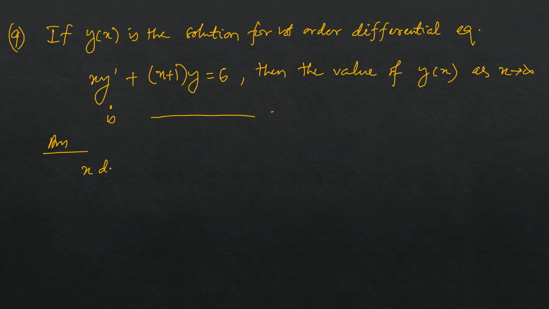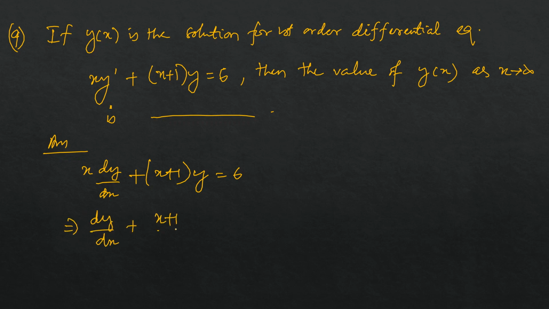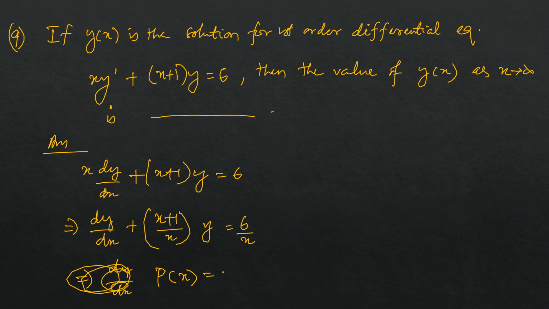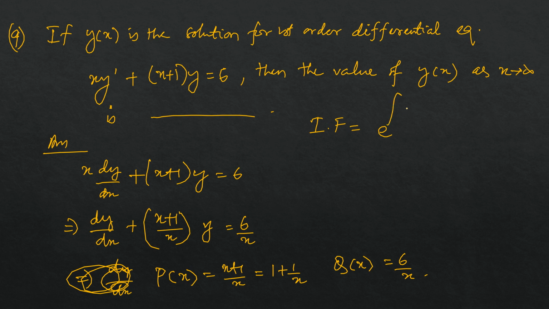So the solution: x dy/dx + (x + 1) y = 6. Divide by x. So dy/dx + ((x + 1)/x) y = 6/x. Now P(x) is (x + 1)/x, that is 1 + 1/x. Q(x) is 6/x. So the integrating factor will be e to the power integral of P(x) dx, that is e to the power integral of (1 + 1/x) dx.